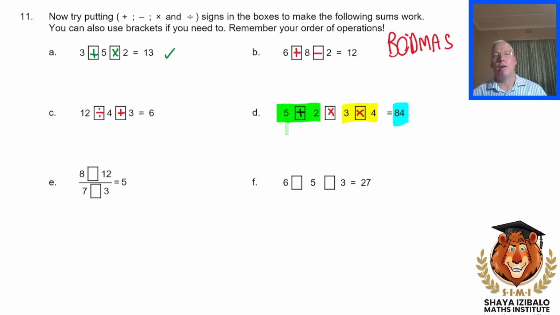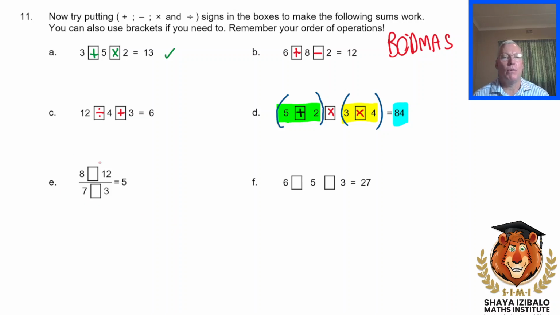Now it's not right at the moment. The reason it's not right at the moment is because this multiplication would happen before this addition. So we can make it work if we put brackets here and here. Do you see that this is a real problem? We're trying to solve problems here. We are stretching our brain. Is it easy? No, it's not easy. It's a challenge. We don't do it because it's easy. We do it because it's challenging. We're growing our brains.